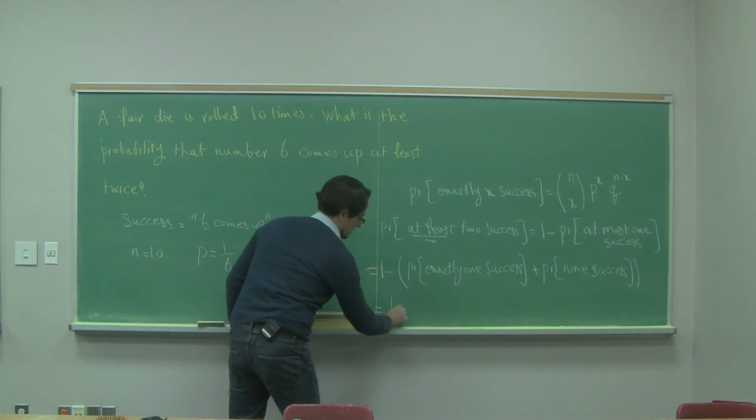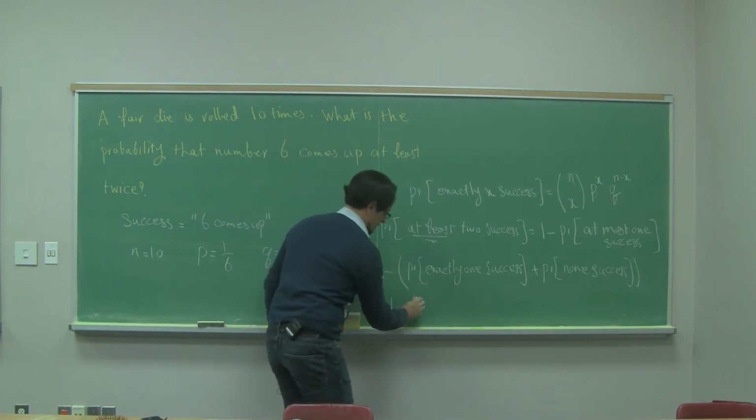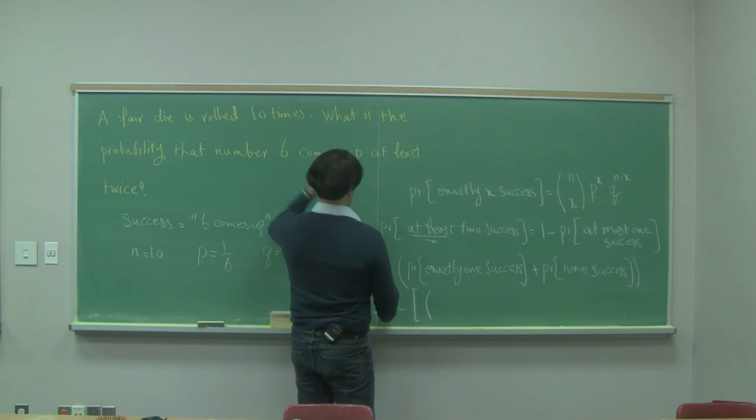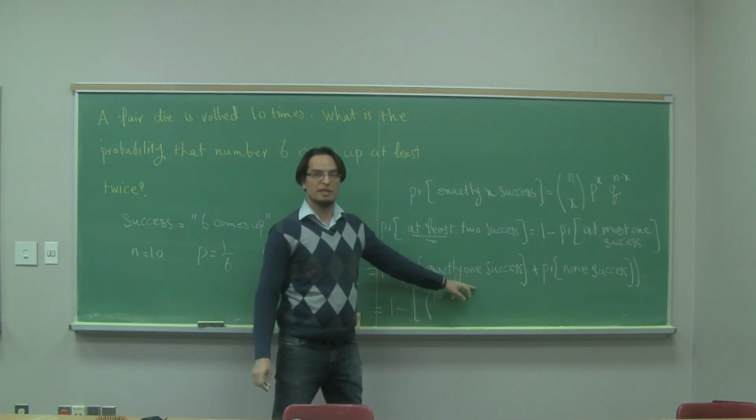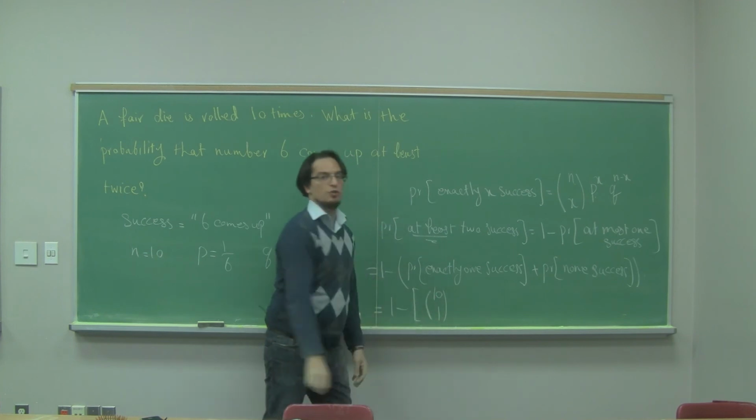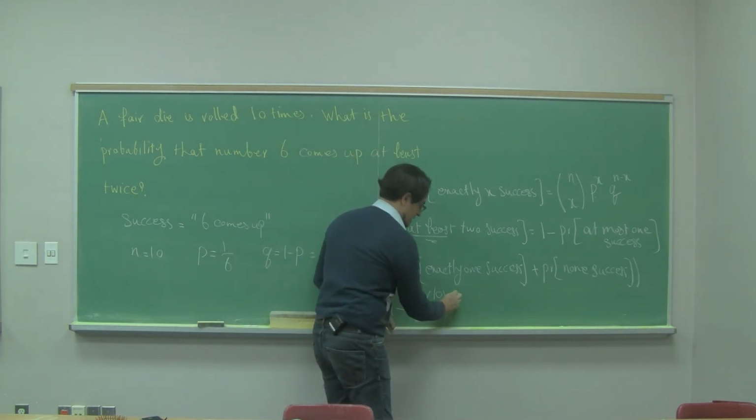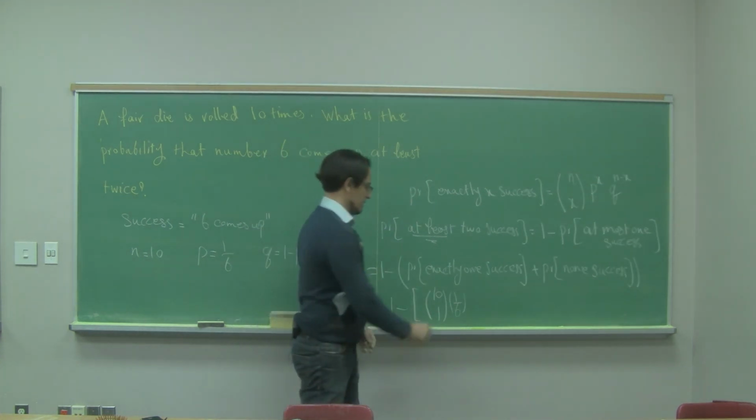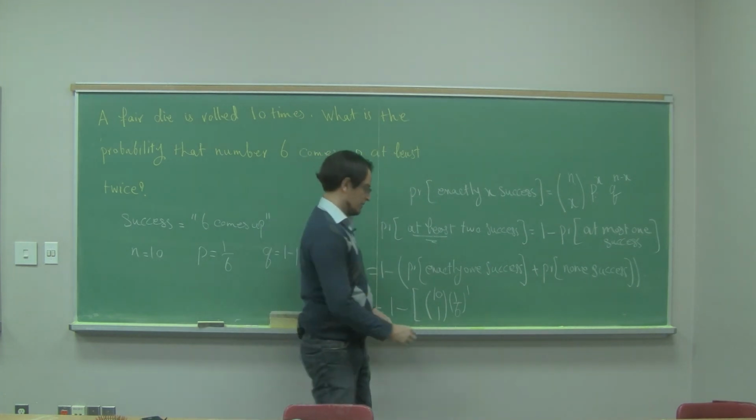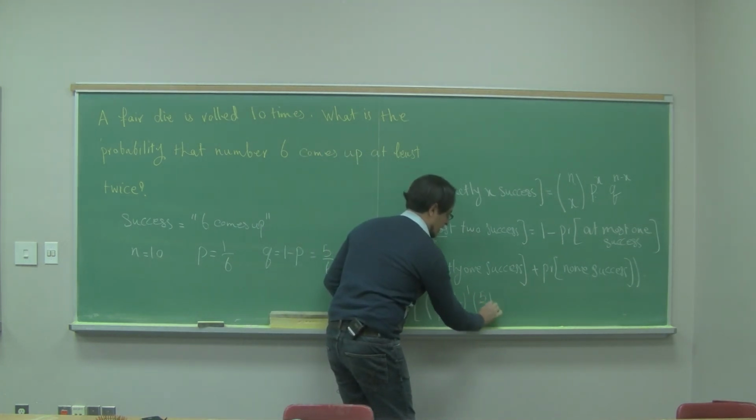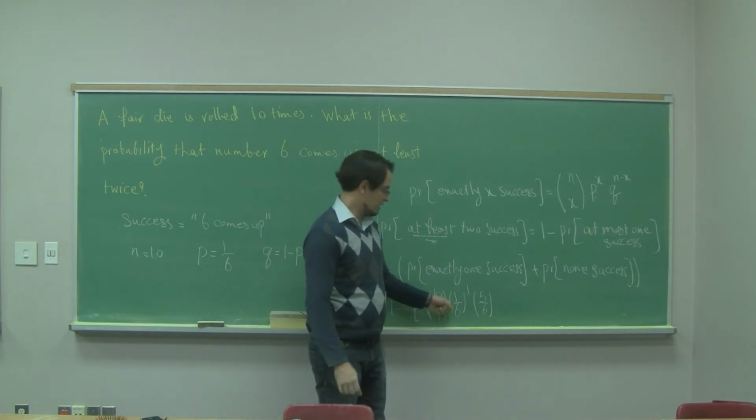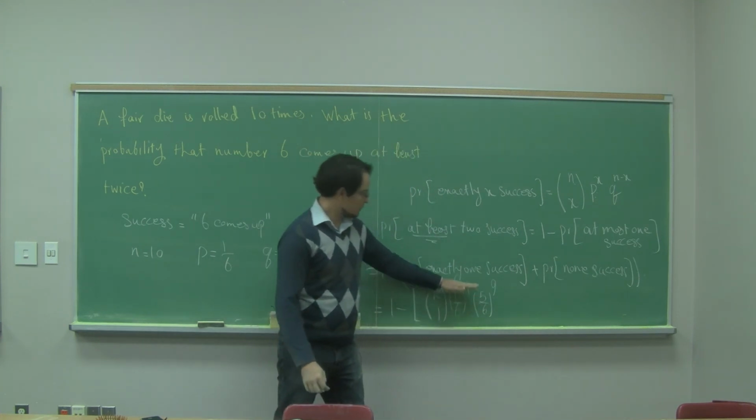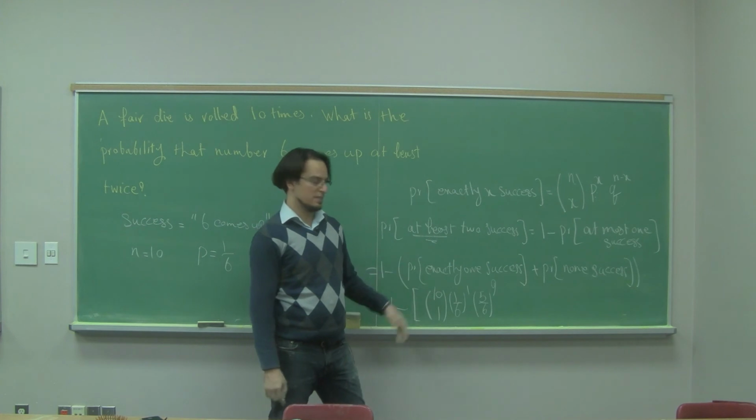For the first one, let me put this here. I have n equal to 10, and I want to get exactly 1 success. So 10 choose 1, but then the chance that the success is achieved is 1/6 to the power 1. We have to continue. The chance that failure happens is for the rest, which is 10 minus 1, which is 9, so 5/6 to the power 9. That's the probability that we have exactly one success.